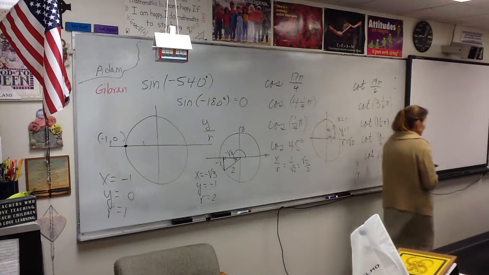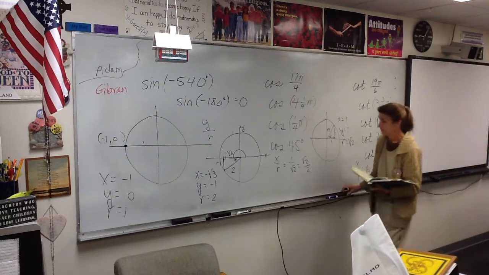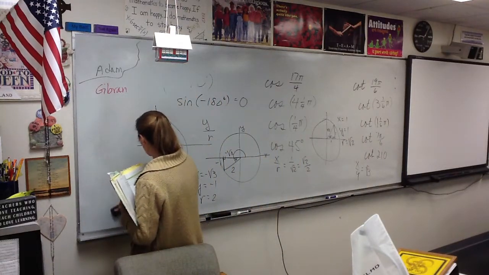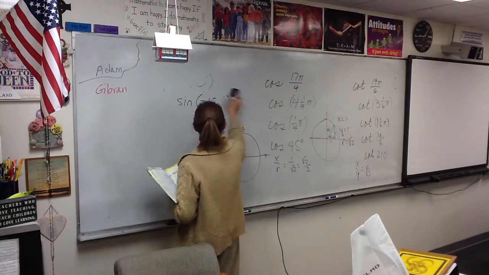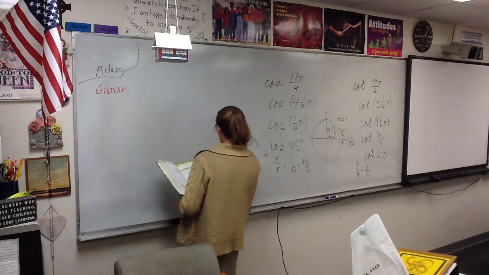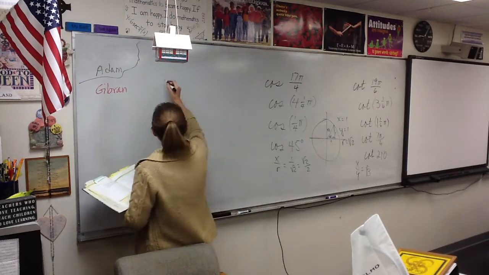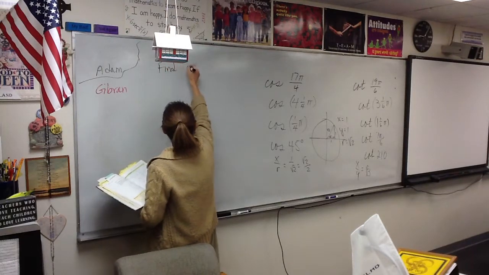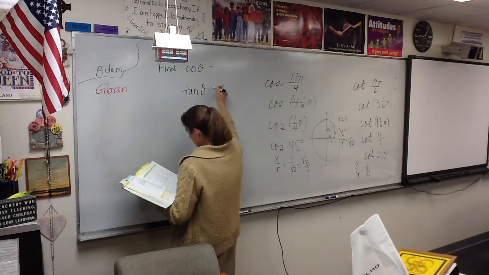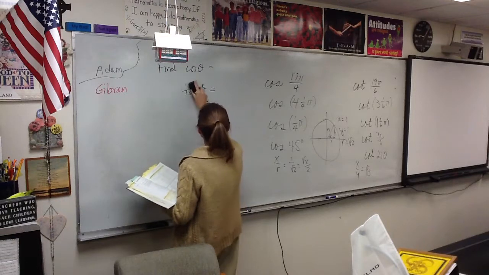All right, let's look now in your book at a couple of problems that are a little bit tricky. Let's look on page 381, and let's look at problem 44. It says find the cosine and the cotangent.